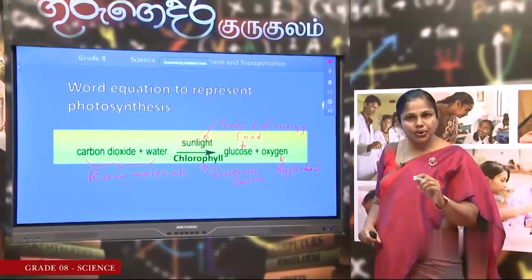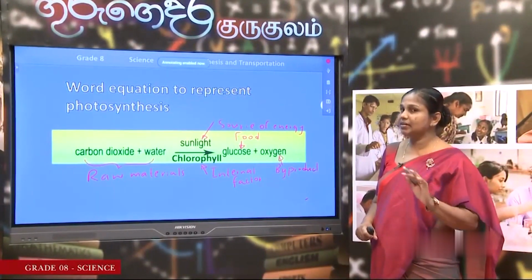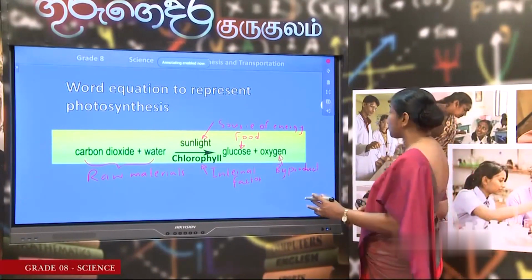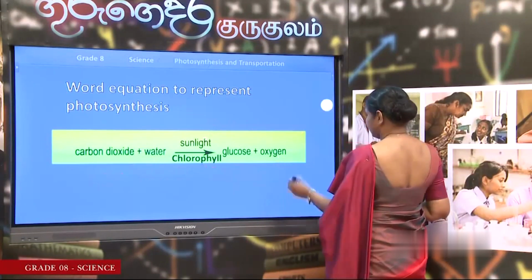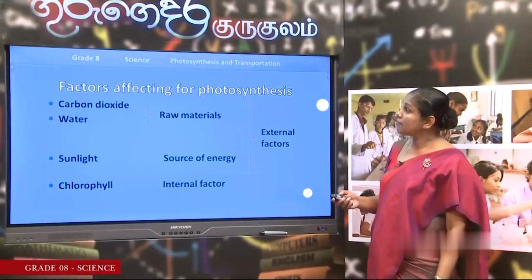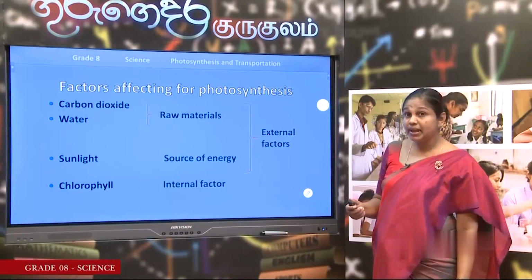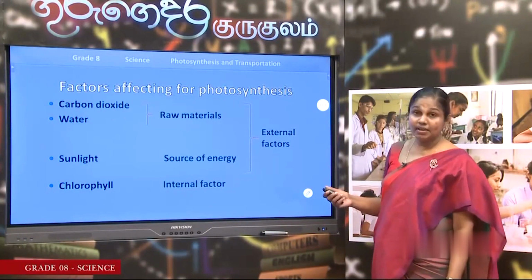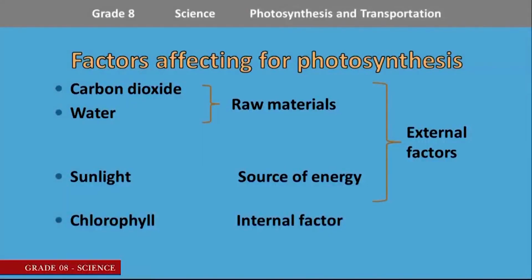Let me then show you the total process and the factors affecting the process. Here you can see the factors affecting the process as I explained to you in the previous part. What are the factors? Carbon dioxide, water. These two are considered as raw materials. Then sunlight is also a factor. It is the source of energy. And chlorophyll is also another essential factor, which is considered as the internal factor.